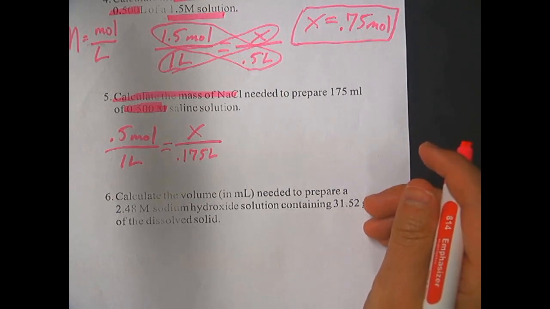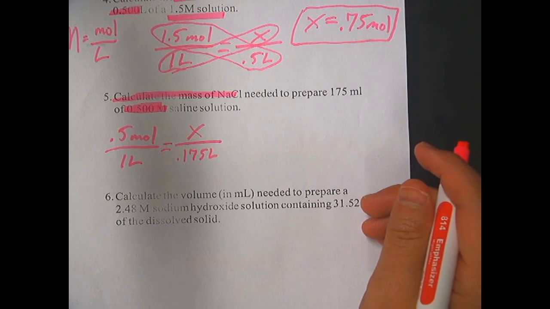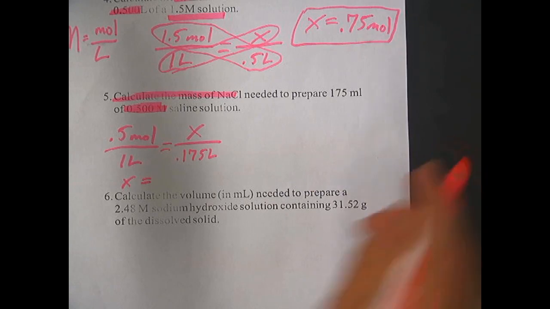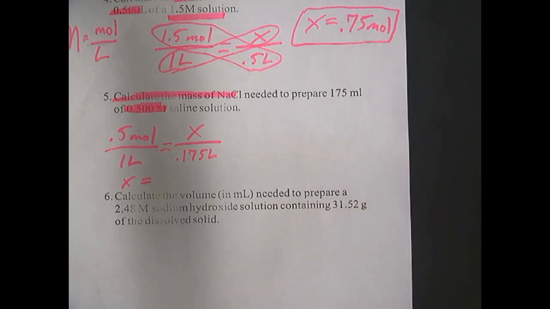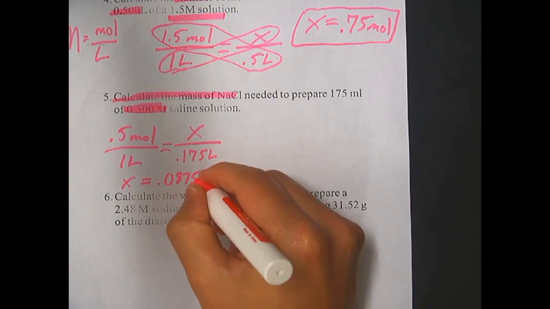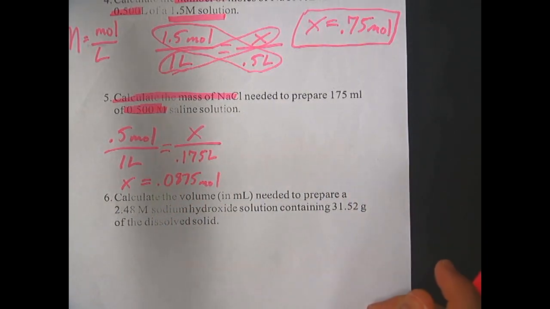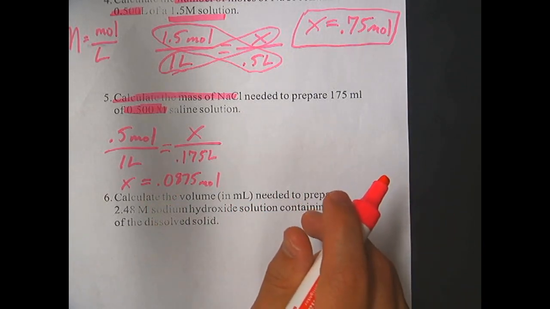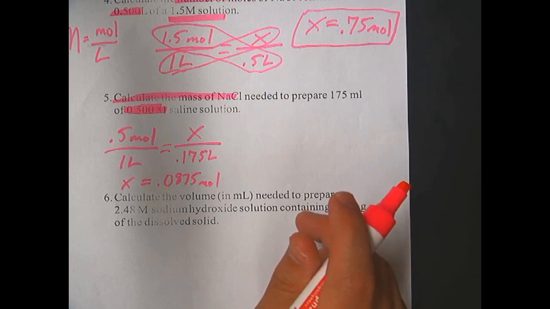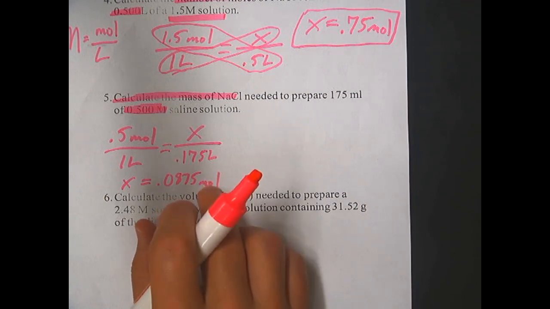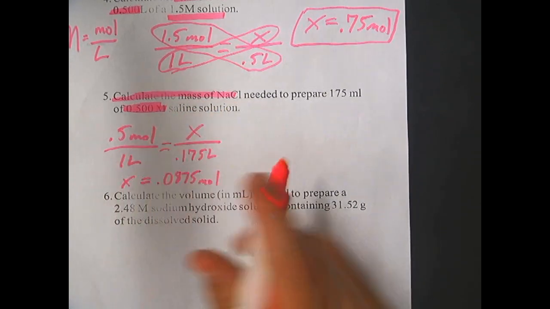All right, so we cross multiply and divide. We end up with 1x again, so x is equal to 0.5 times 0.175. So 0.5 times 0.175, you get 0.0875 moles. All right, so a common mistake here is to put a box around this and move on to the next question. But this is where you have to pay attention to what the question is actually asking for. I don't want moles, I want grams. So I'm not done. I have to take these moles and turn them into grams.